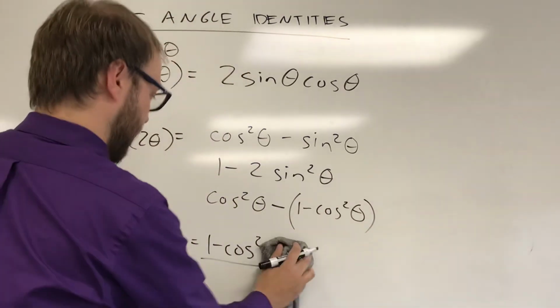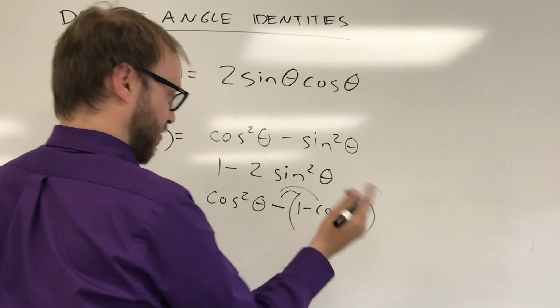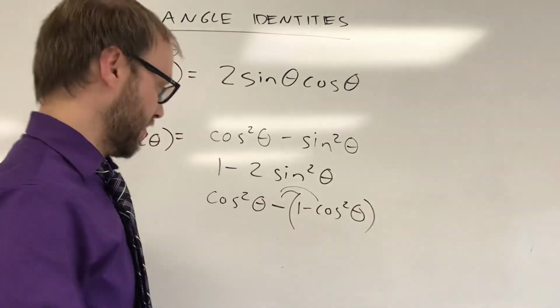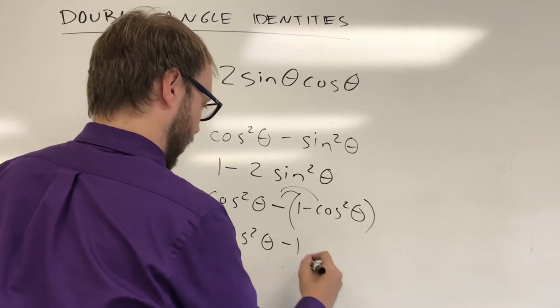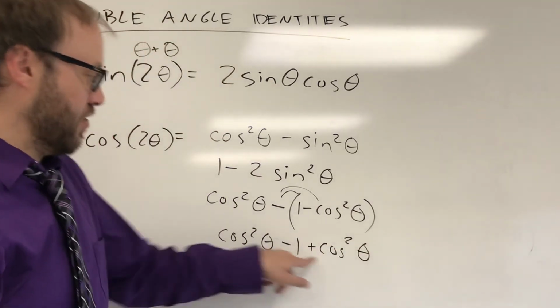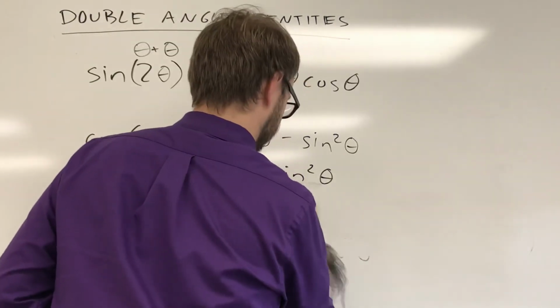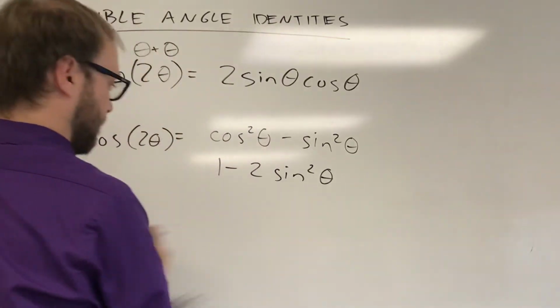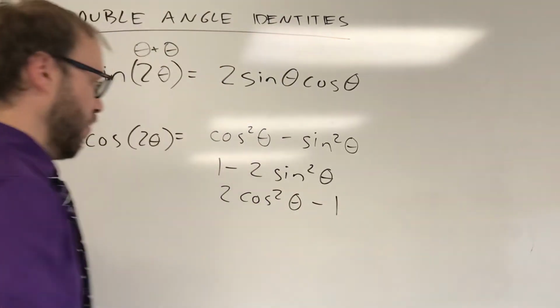And you have to be real careful when you simplify this. You're going to be subtracting 1. You're going to be subtracting a negative cosine squared of theta. So that's going to give me a cosine squared of theta minus 1 plus cosine squared of theta. Notice I have 2 cosine squareds of theta and a minus 1. Okay, so that's 2 cosine squared of theta minus 1, okay?